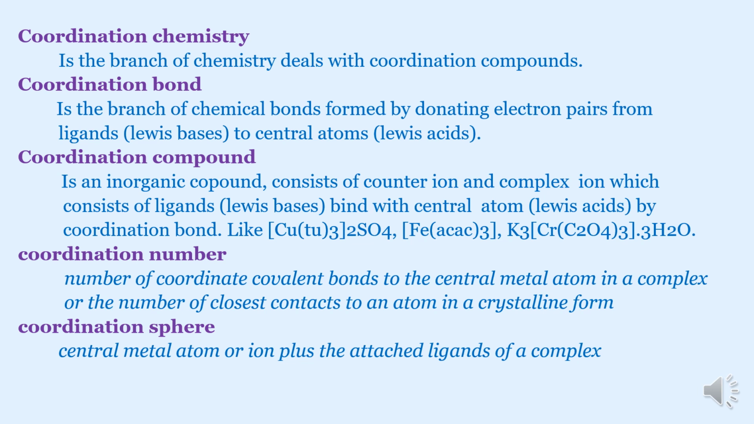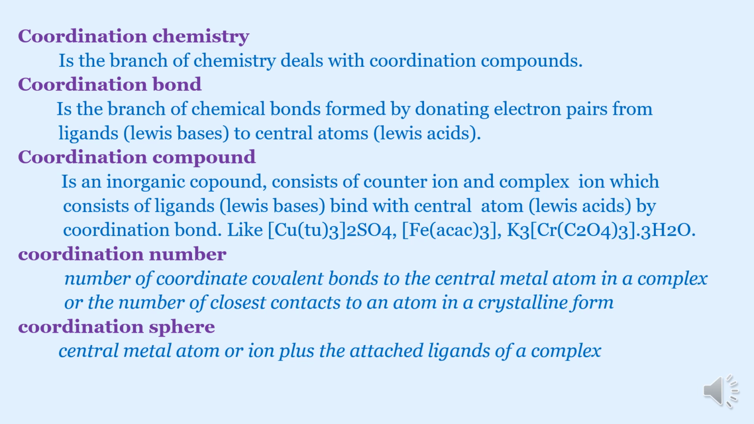A coordination compound consists of a counter ion and a complex ion, which consists of ligand (Lewis base) bound with a central atom (Lewis acid). By coordination bond, the central metal atom (Lewis acid) binds with the ligand (Lewis base) to form a coordinate covalent bond.